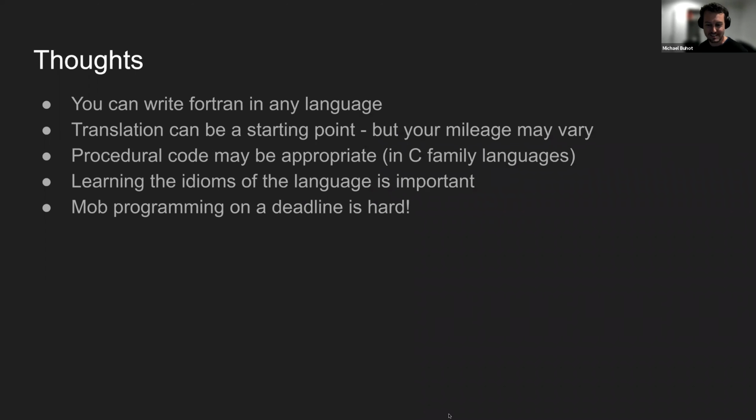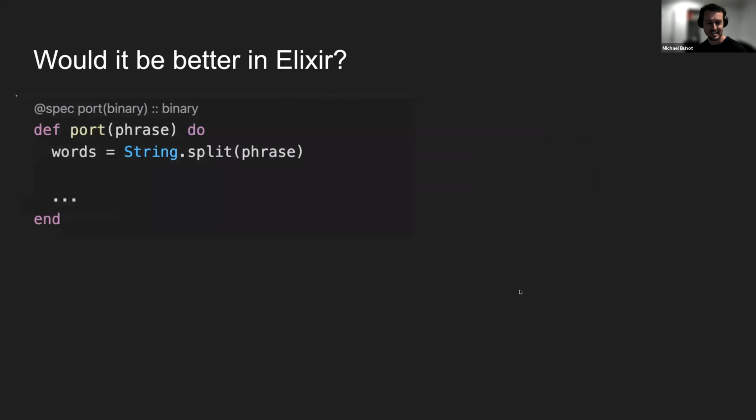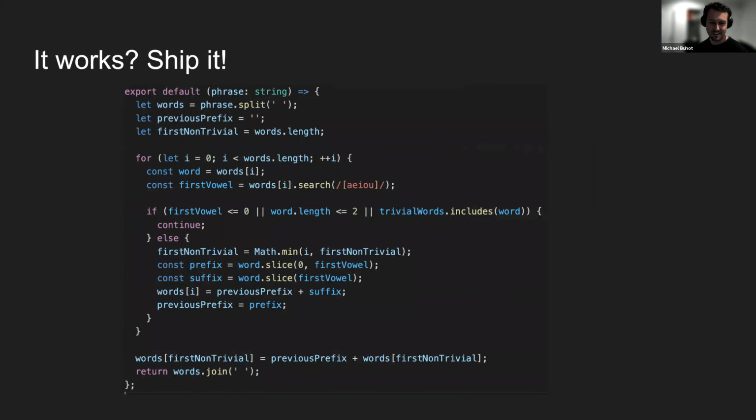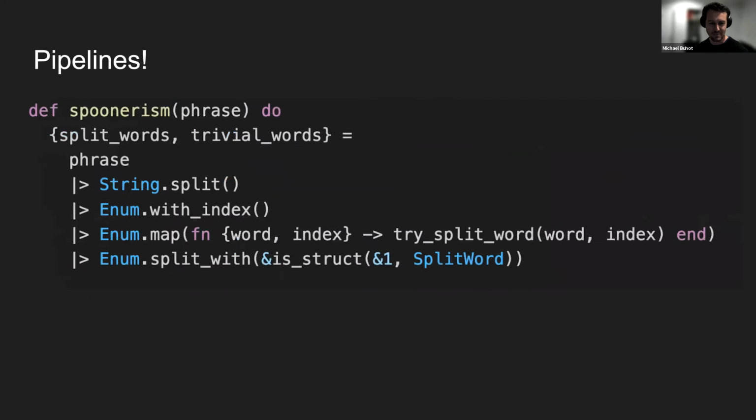So the final thought is, as the saying goes, you can write Fortran in any language. And if you're learning a new language, translation from what you do know into the new language that you're trying to learn can be a starting point, but your mileage may vary depending on the problem that you're trying to solve. Procedural code isn't always bad. If we go back to the very first solution, it's okay. It solves this problem well enough, and all the code fits on a single screen in a single function. So even though it's not that pretty, at least you can tuck it away and not worry about it once you've written it the first time.